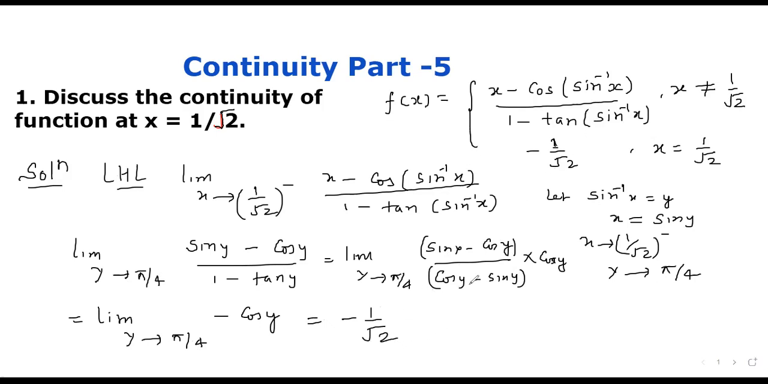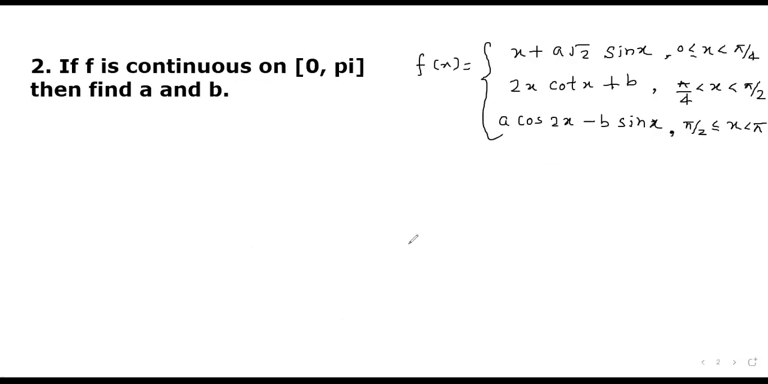So I'm not doing that. And the value of the function at x equal to 1 upon root 2 is also minus 1 upon root 2. Hence, we can say that LHL equals RHL equals the value of the function at 1 upon root 2. So the function is continuous. Let's go to the next question.